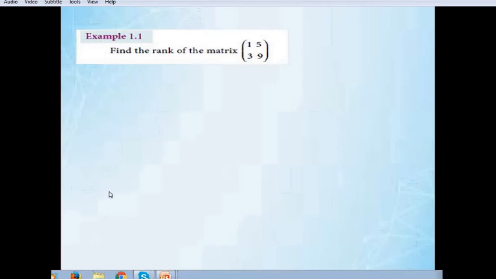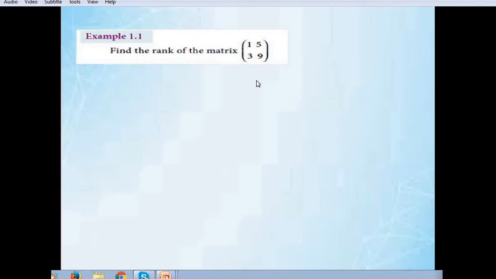Students, now we learn how to find the rank of a 2 by 2 matrix. Here I took example 1.1. Find the rank of the matrix 1, 5, 3, 9. It is a 2 by 2 order matrix. For finding the rank of the matrix, first we have to check: is it a zero matrix? See, no elements are 0. If all elements are 0, it is a zero matrix. Here all elements are not equal to 0, so it is not a zero matrix.